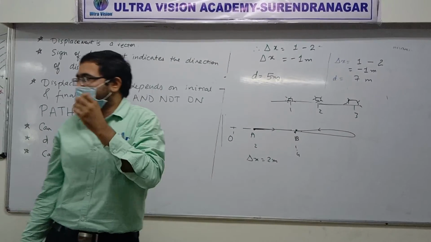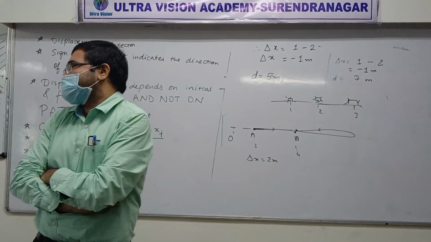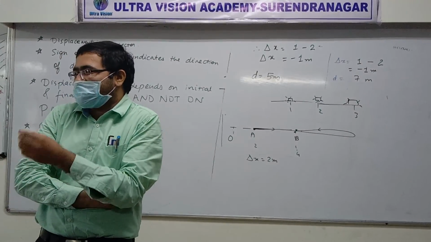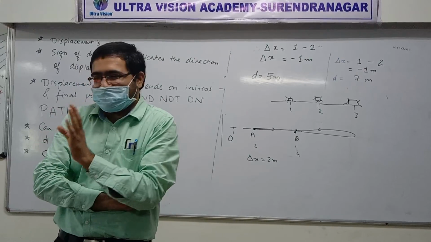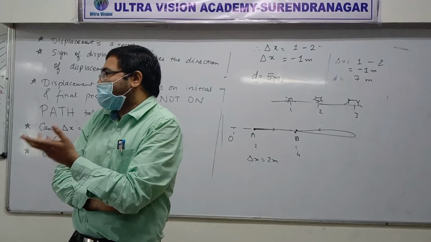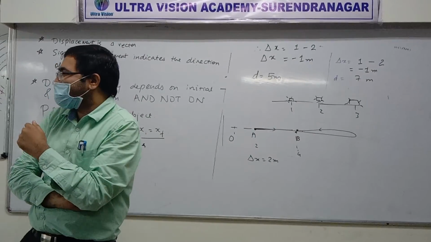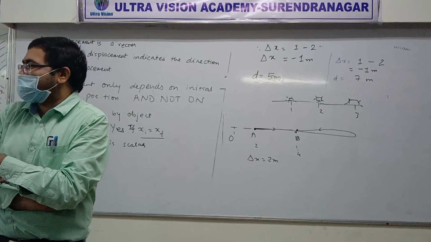The distance traveled is not there. If distance traveled is not there, then d equal to 0 would come. Yes or no? So which party do you belong to? Yes party?